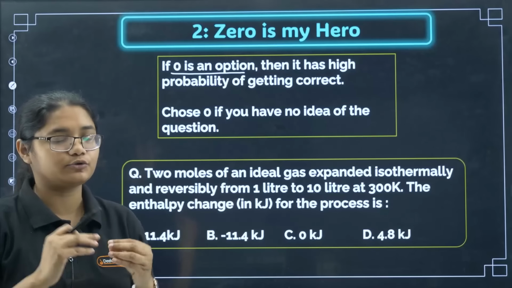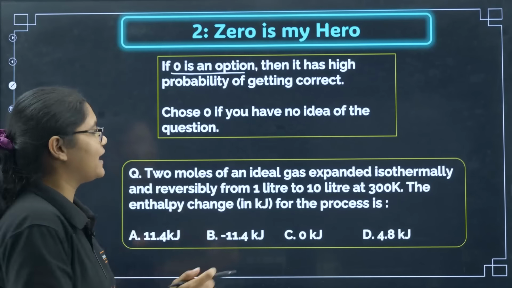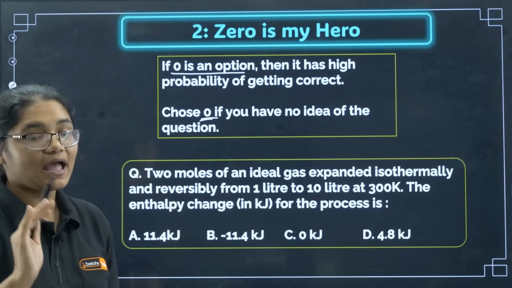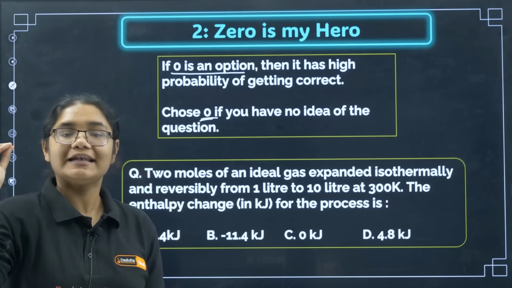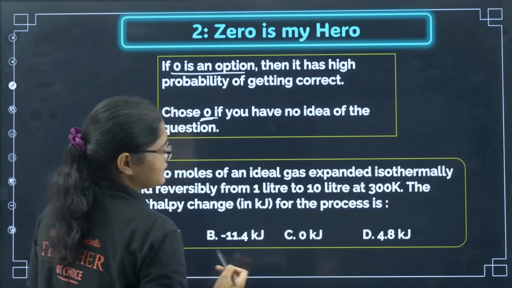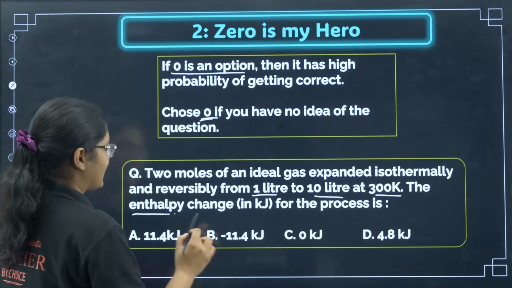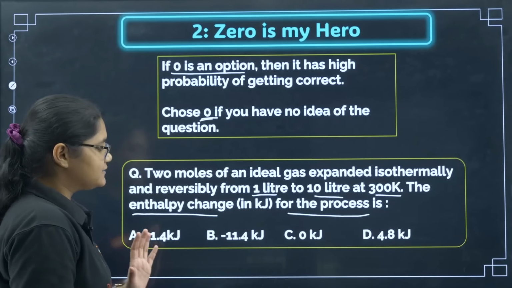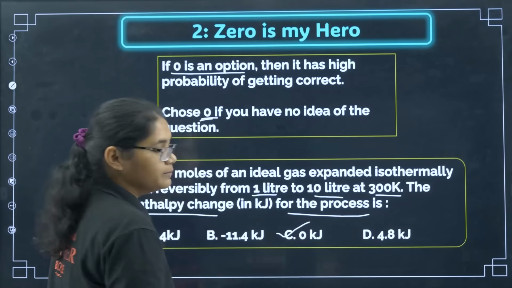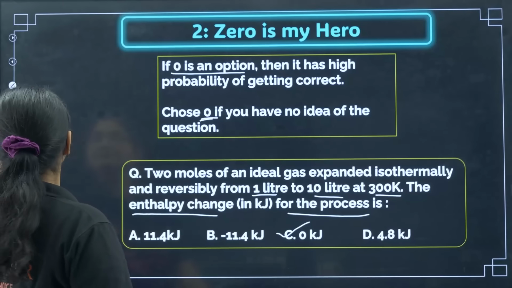But there are certain questions where you don't know how to solve and you have 0 as an option, so there is a high probability that the correct answer will be 0. So if you do not know anything about that question, definitely choose 0. And there is no negative marking, so you can take the risk with full potential. Okay, I will give you an example here. 2 moles of an ideal gas expanded isothermally and reversibly from 1 liter to 10 liter at 300 Kelvin. The enthalpy change for the process is. I can see that 0 is an option there, so the correct answer for this question will be 0. Definitely if you solve it also, you will get the answer as 0. Okay.